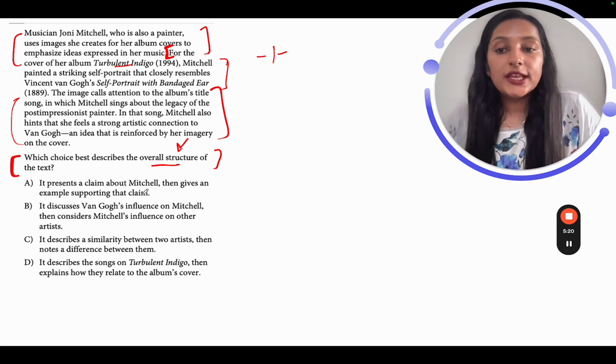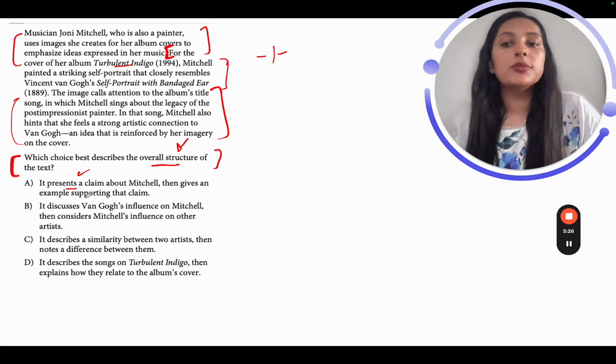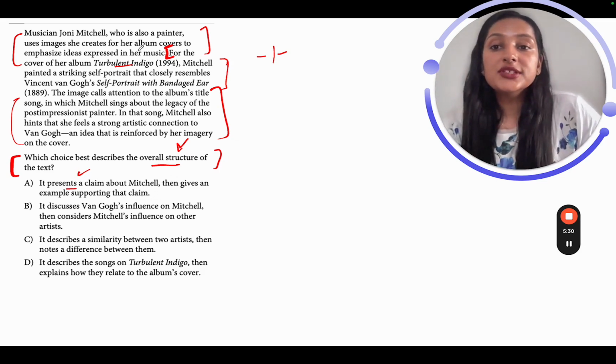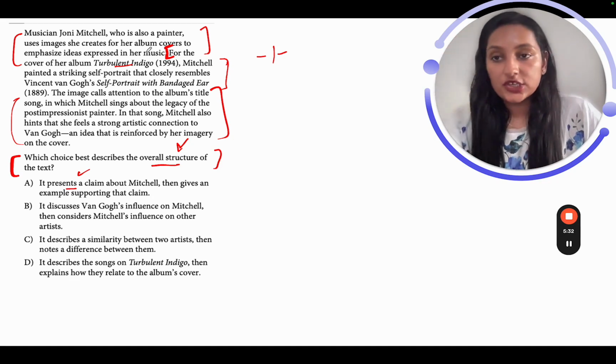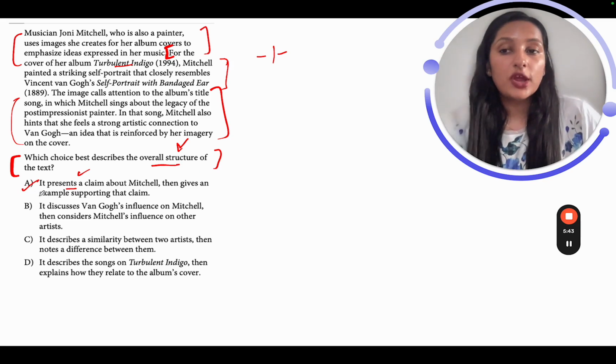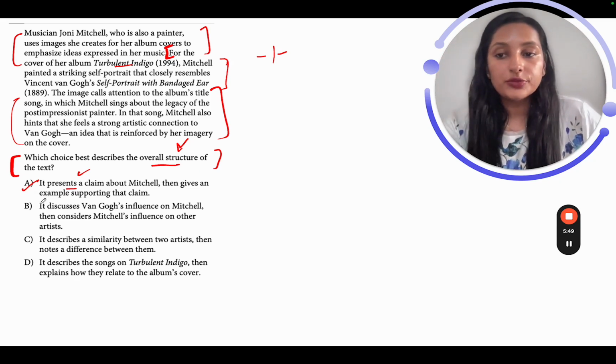A, it presents a claim about Mitchell, matches with what I had thought of. It is indeed talking about a claim about Mitchell, then gives an example supporting that claim. This entire Turbulent Indigo explanation, or the cover explanation, is basically an example. I did identify this when I read the text. So it is matching the structure that I had come up with as soon as I was done reading the text. So I already like this option. I'm going to hold on to this, but I'll still go ahead and eliminate the other options.